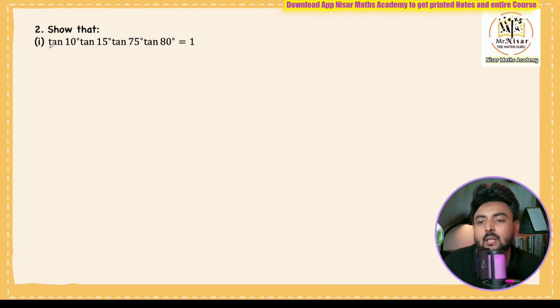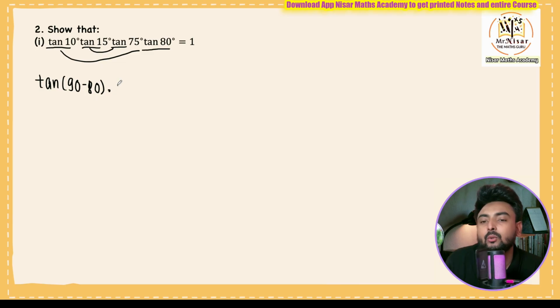See, whenever you have such type of questions, always remember you have to see such two angles where the sum of those two angles is 90 degrees. So here you see these two have the sum 90 degrees, and here also these two have the sum 90 degrees. So what we will be doing, you have to convert either one of them. From 10 and 80 you should convert one, and from 15 and 75 you should convert one. So what I'll do here, I'll convert this tan 10. So tan 10 I can write as tan 90 minus 80.